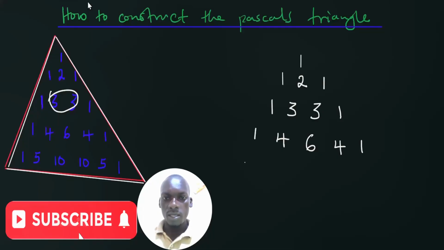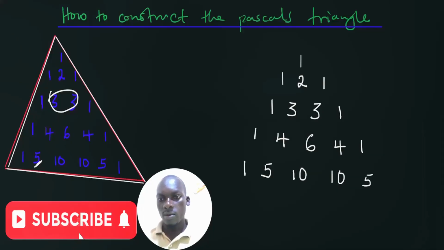We move to the next step. Still, we shall begin by writing a 1. Then this 1 plus the 4, we get the 5. So we write this 5 here, as you can see for this level. Then we get this 4 plus the 6, which gives us the 10. Then still this 6 plus 4, we get the 10 again. Then this 4 plus a 1, we get the 5. Then lastly, write a 1.